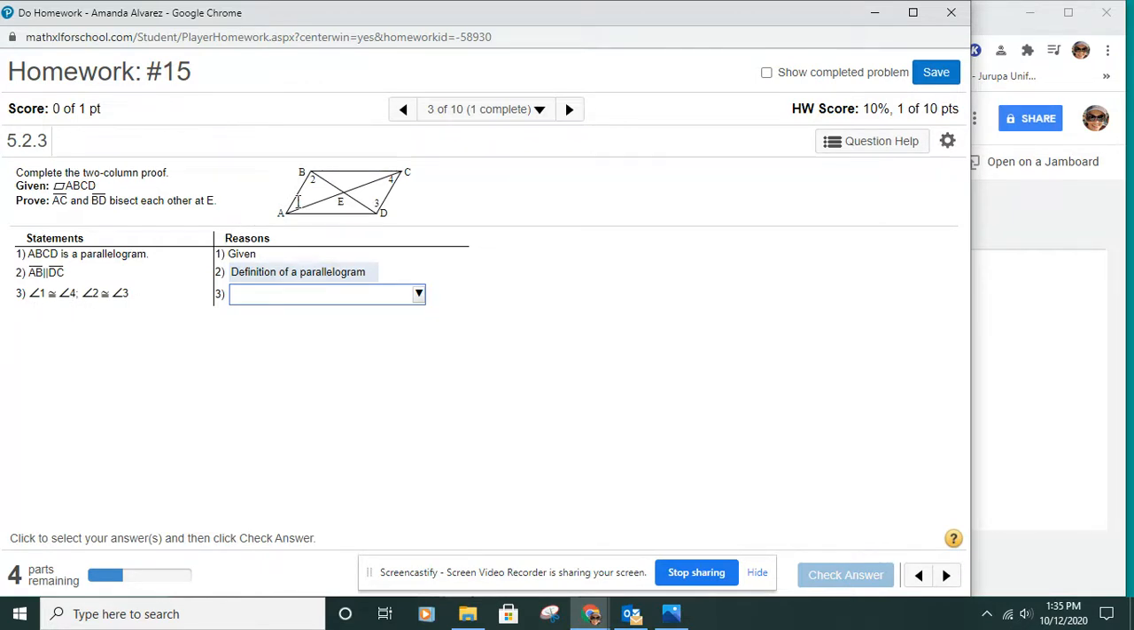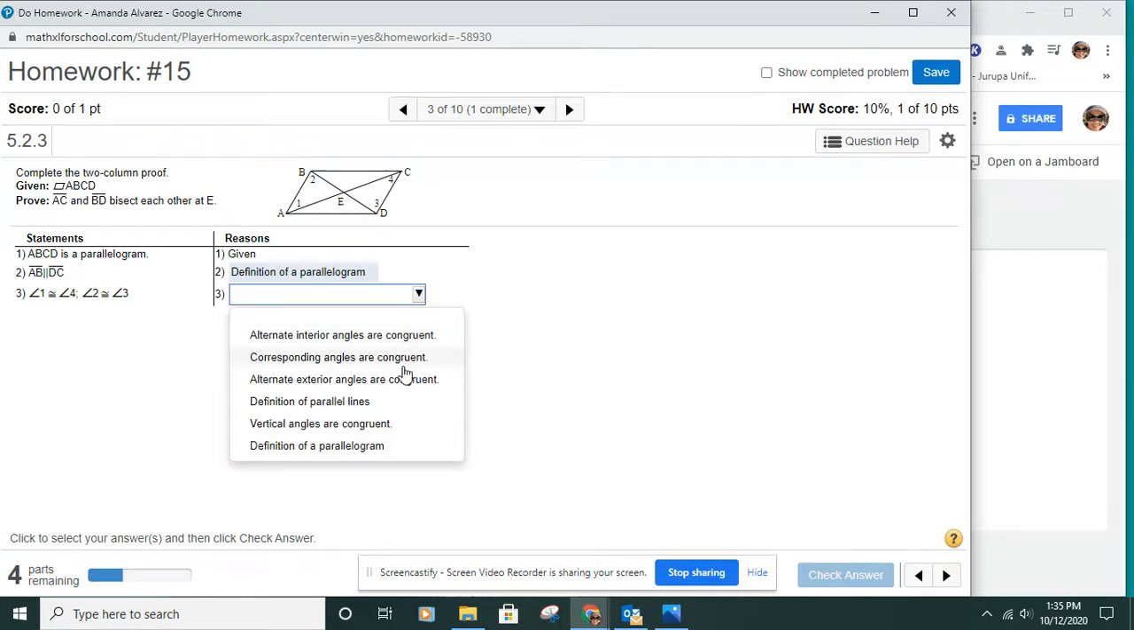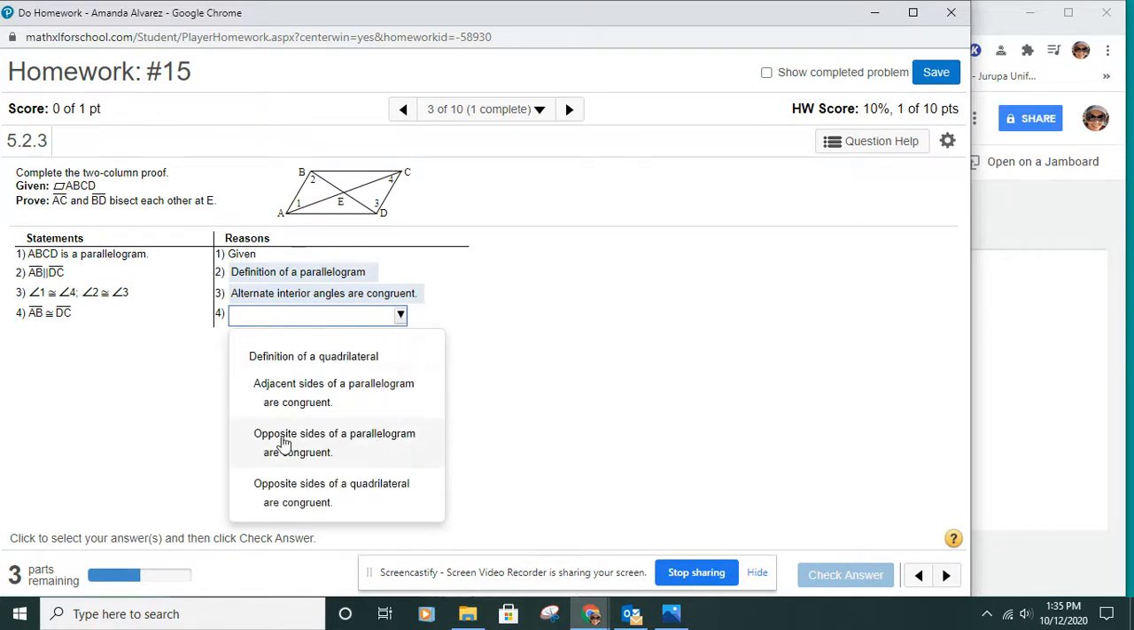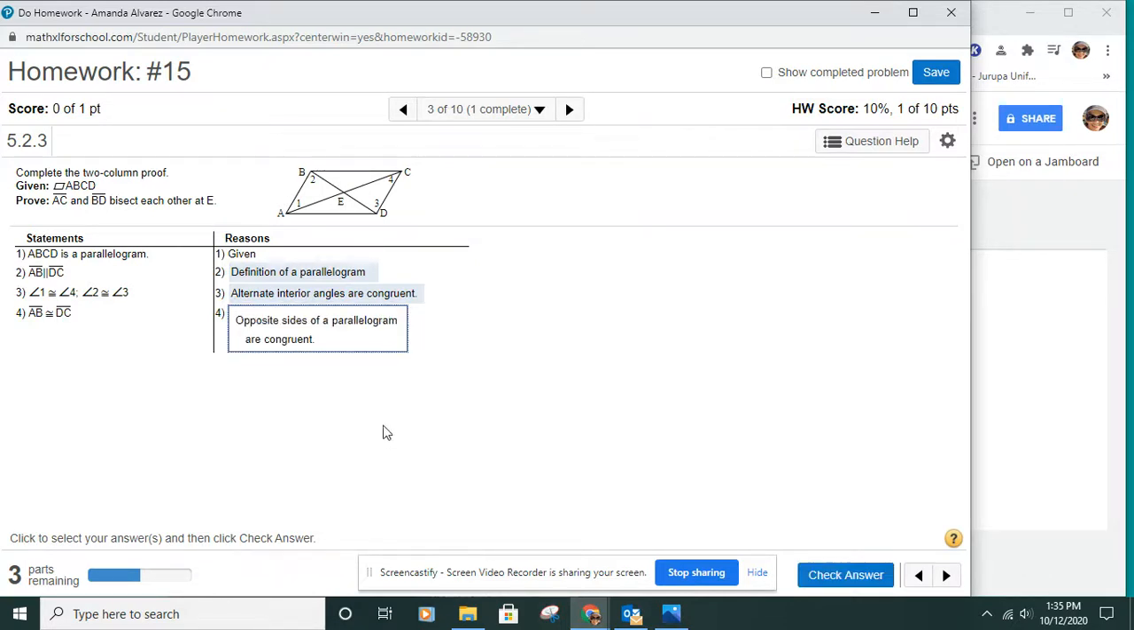Angle 1 is congruent to angle 4. Angle 2 is congruent to angle 3. So remember, it's because we have parallel lines cut by transversals, and alt interior angles are congruent. So it doesn't say all of that, but it is the alt interior angles are congruent. You can check it. All right, and then we've got that side AB is congruent to side CD or DC, and that is because of the theorem that opposite sides are congruent. Opposite sides of a parallelogram are congruent. Make sure it says parallelogram, not quadrilateral. Opposite sides of a parallelogram are congruent.